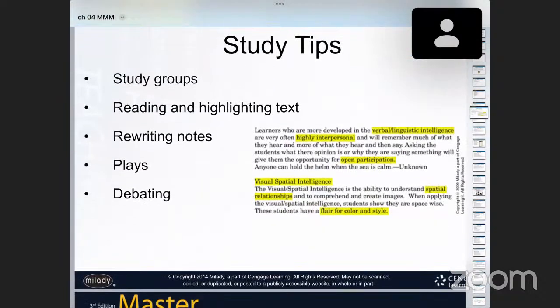Study tips for this person: reading and highlighting the text. They like to read and highlight. I do that a lot. And rewriting the notes. So I may take some down and I may rewrite them later. And by me writing the notes, I can learn better.